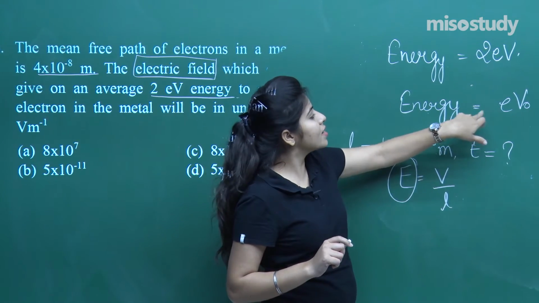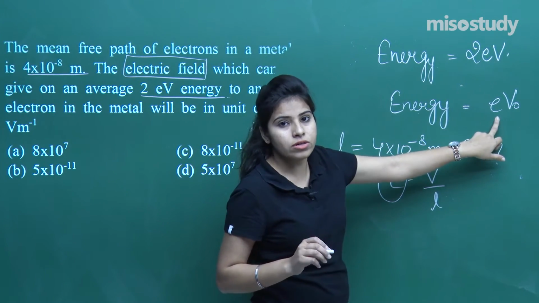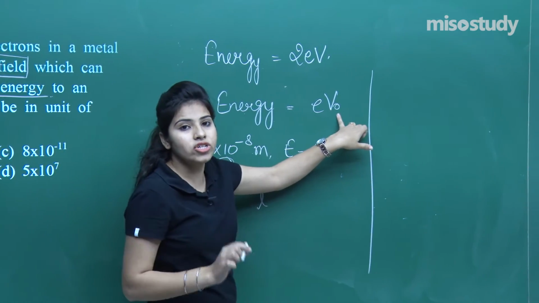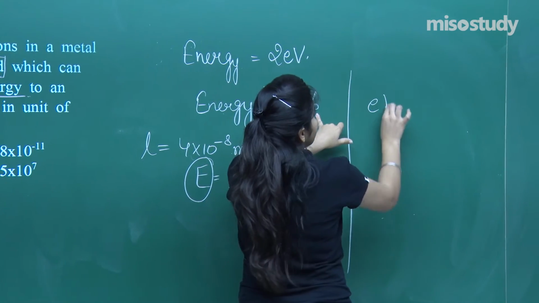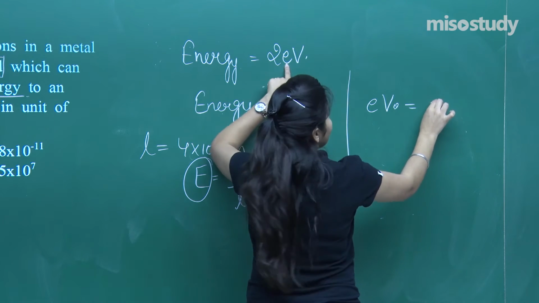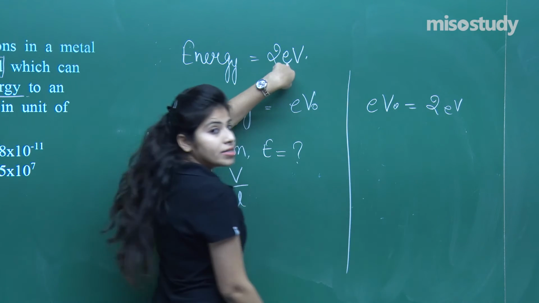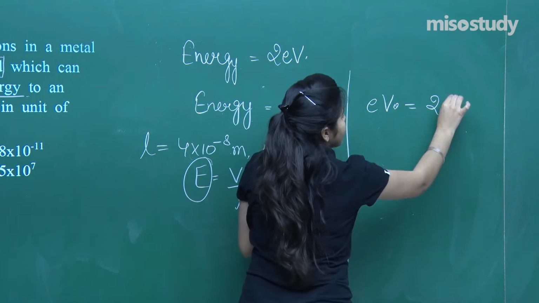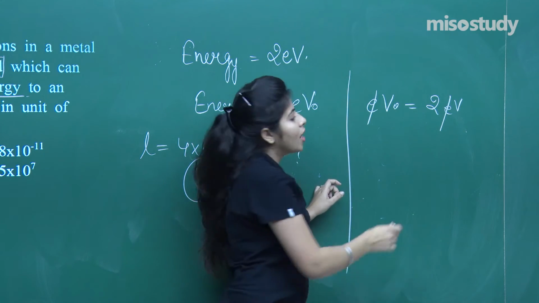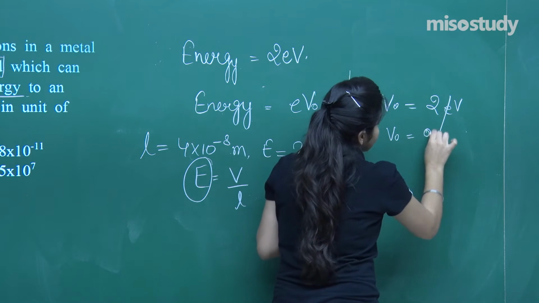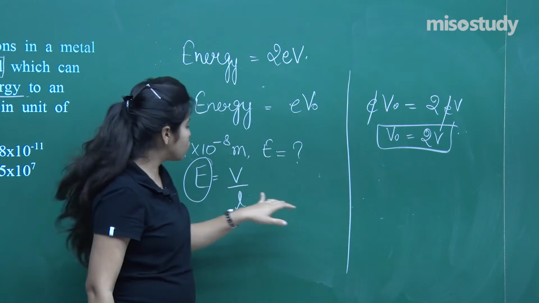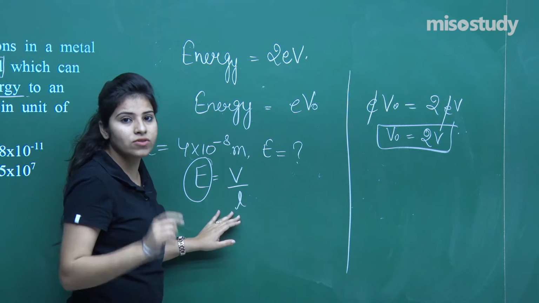Because I know that energy equals e into V naught, where V naught is nothing but the potential. So we have e into V naught equals 2 electron volt, because this has been given to us. If we compare, e cancels and your V naught comes out to be 2 volt. This is your potential.